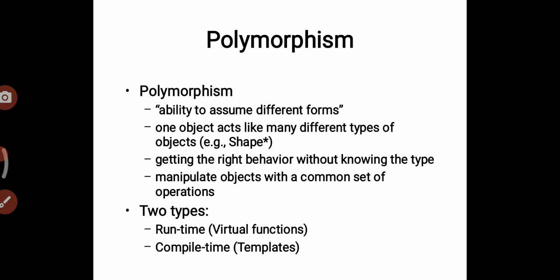Next topic is polymorphism. Polymorphism is the ability to assume different forms. One object acts like many different types of objects. Getting the right behavior without knowing the types, manipulate objects with a common set of operations. First, run time and compile time.